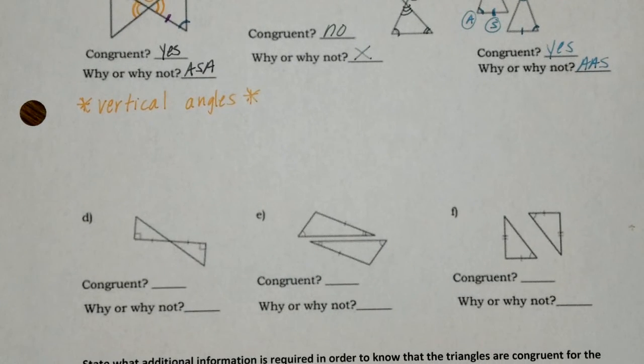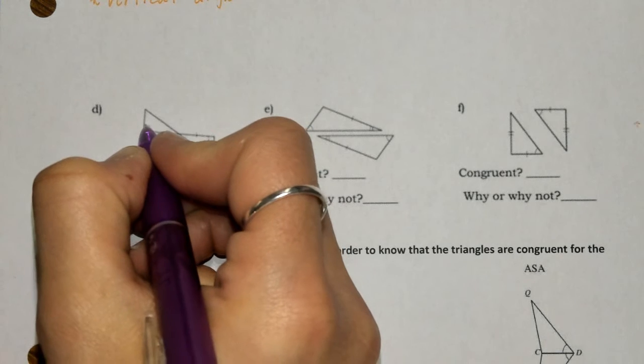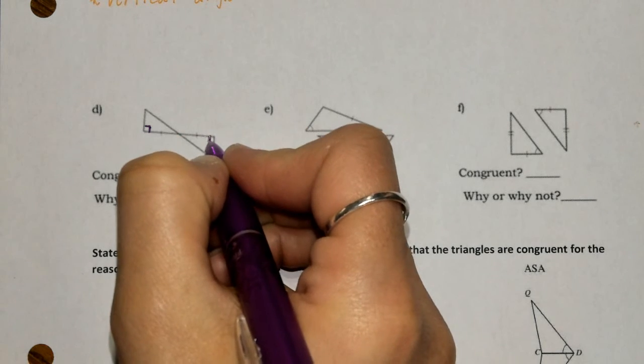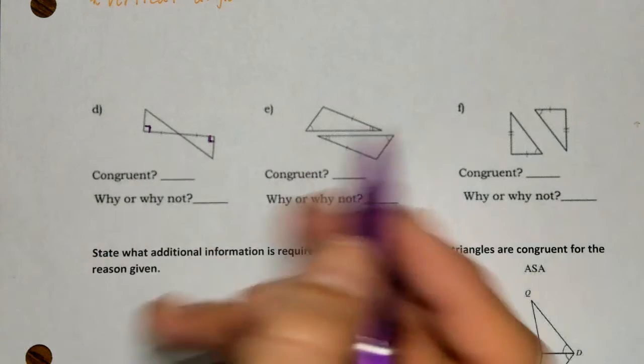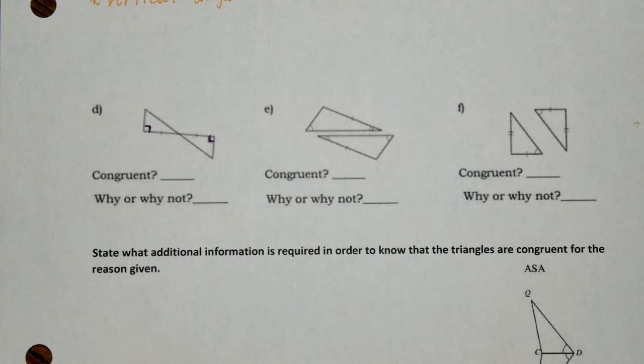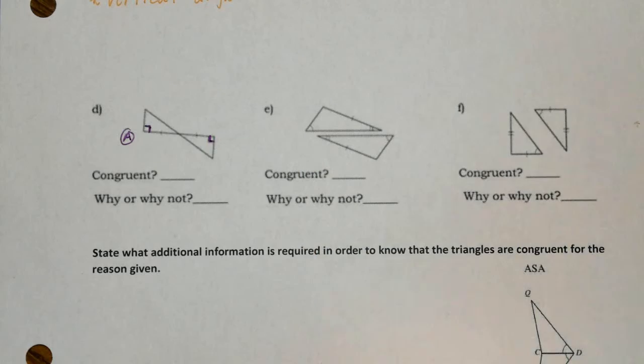Our next problem here, we are going to notice that we have 90-degree angle markings right here. This is considered an angle, okay? It is considered an angle because even though it doesn't have the congruent marking, if they're both 90 degrees, we know that they're exactly the same. So this will be one of your A's.